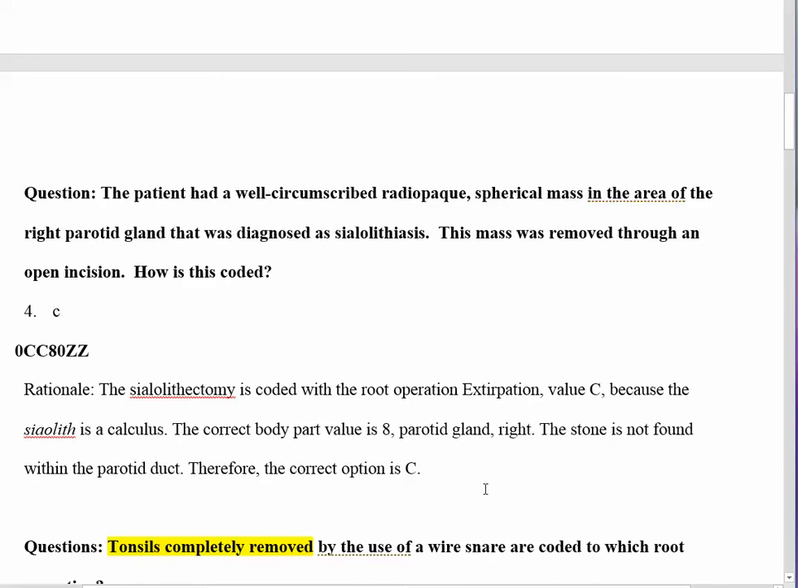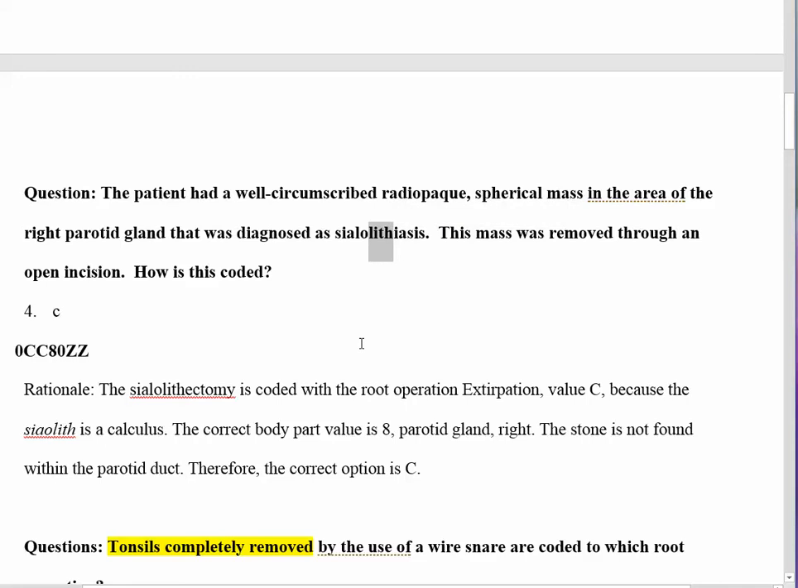Number 4, the patient has a well-circumscribed radiopaque spherical mass of the right parotid gland that was diagnosed as a sialolithiasis, and this mass was removed through an open incision. When we look at this word, given the clinical information, first they say it's a mass, and then they say it was diagnosed as a sialolithiasis. That's definitely a tongue twister for me today.